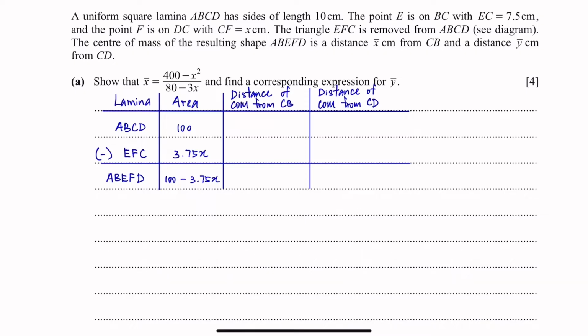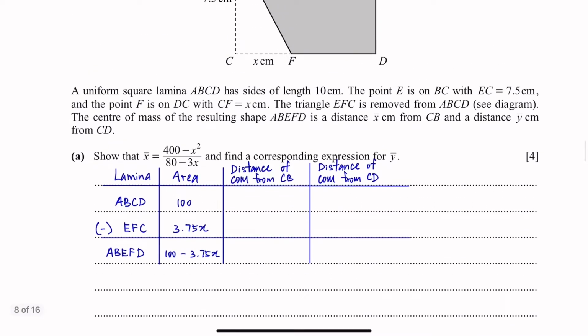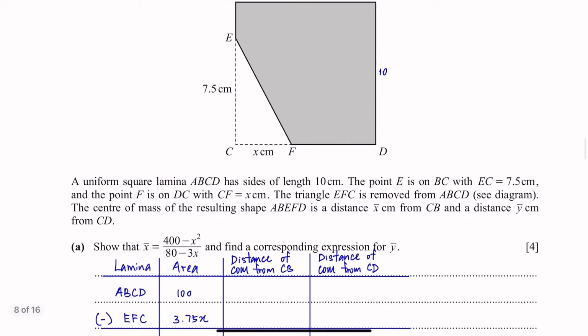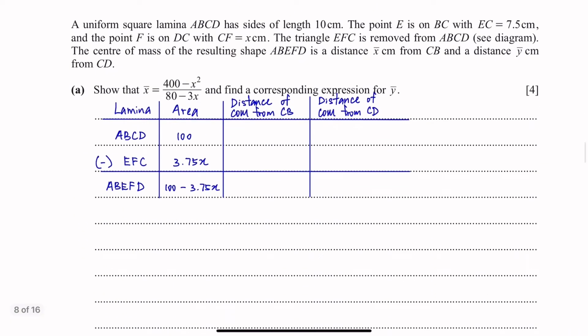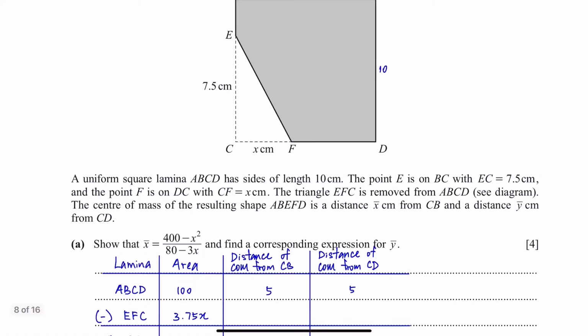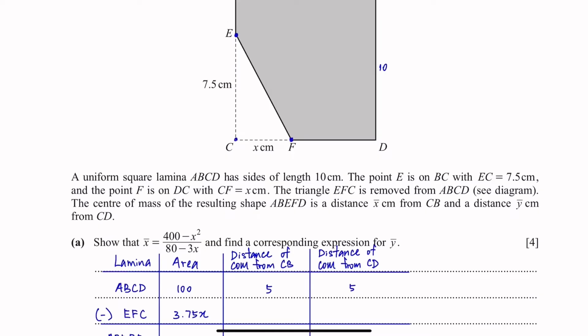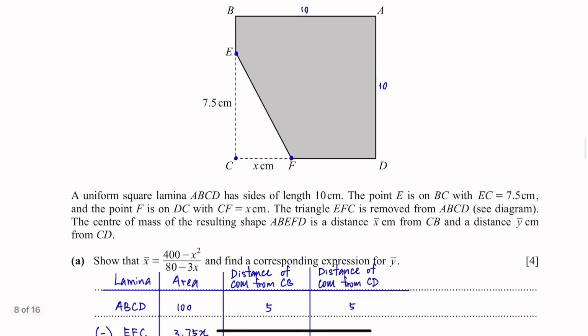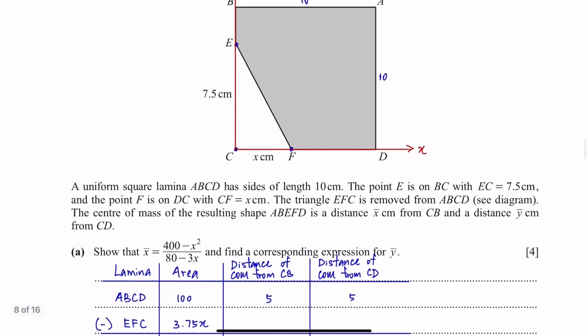And for the distance of center of mass from CB, we know that for a uniform square, the center of mass would be right in the middle of the shape, right? So we have the distance of COM from CB is 5, and from CD is also 5. As for the triangle EFC, okay, now we can write out the coordinates of these 3 points. So starting from C, we view this as x and y coordinates, right? So this would be the x, and this would be our y. So starting from C, C would be 0, 0, right? F would be x, 0. E would be 0, 7.5.